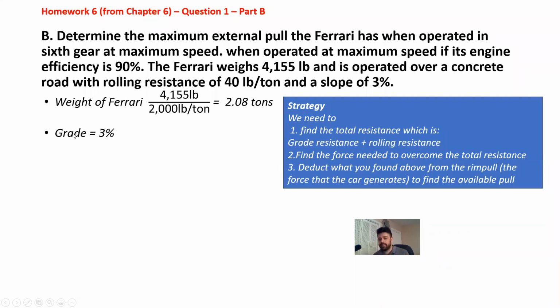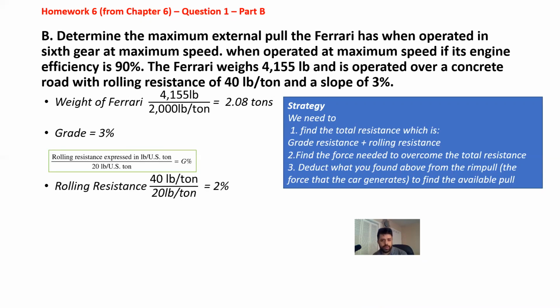Remember the equation we said: if we have the weight of the vehicle and if the grade is less than 10%, which is often the case, we could easily find the grade resisting force, or the grade resistance. The grade resistance will be the weight of the vehicle multiplied by the grade multiplied by number 20. So we could have the grade resistance there, and the rolling resistance.